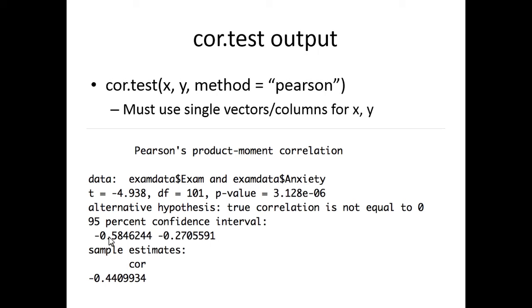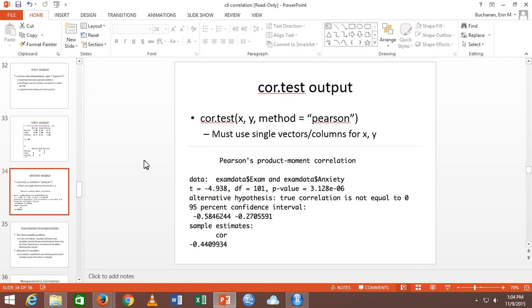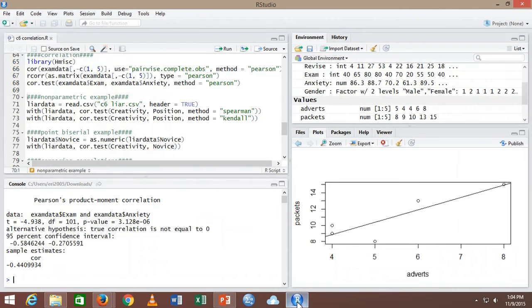So I would tell you to use cor.test if you're wanting confidence intervals. If you just want quick p-values, I would use rcorr. If you're doing data screening, I'd stick with cor, because you don't really need to know if it's significant or not. You're just trying to know if it's too big or too small.